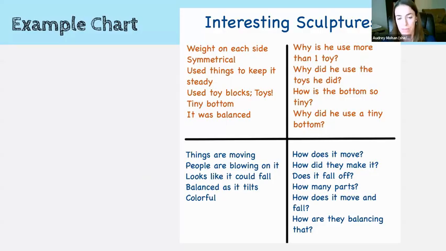Things they noticed about the moving one were that it was moving and that people were blowing on it, and that it looked like it could fall over really easily, that it tilted while it was balancing, and that it was very colorful. And they have lots of questions: how he used toys, how the bottom was so tiny, how did they make it move, how will it fall off, how many parts does it have to have? So lots of questions about these sculptures.